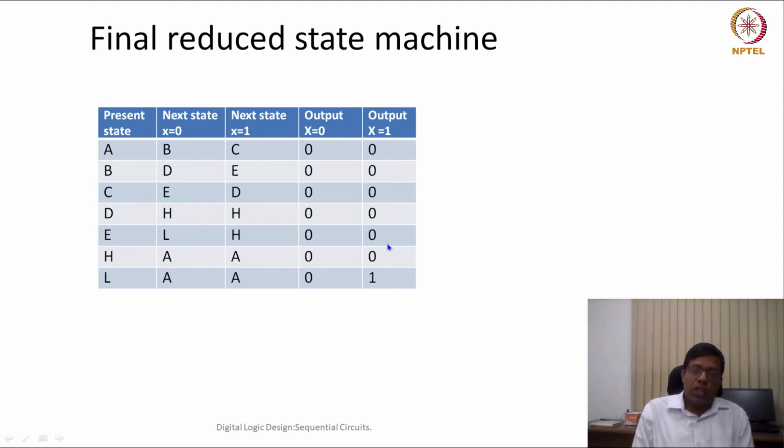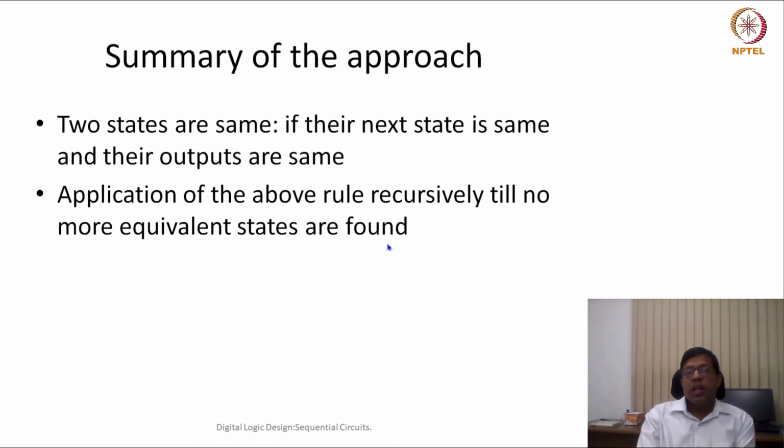So what is the learning from this whole exercise? What we have done, we see if 2 rows in my state table are the same, that means those 2 states are the same. And the second thing which we have learned is that we can apply this knowledge recursively till there is no further equivalent state found, or there is no further removal of state, there are no further rows which are the same that could be found.